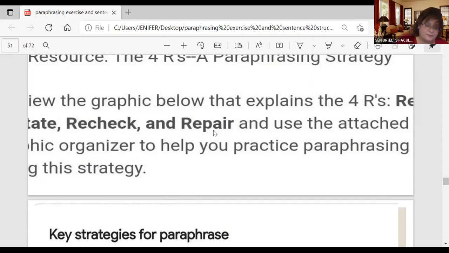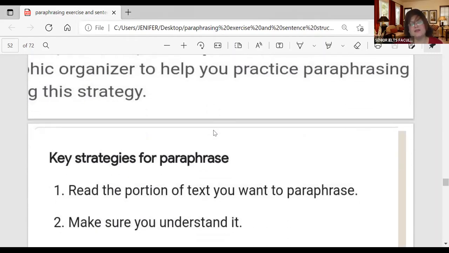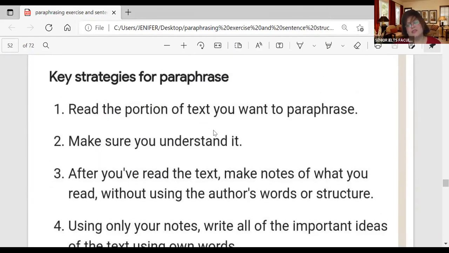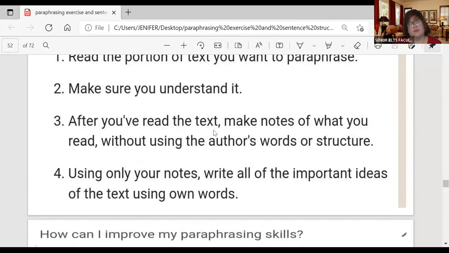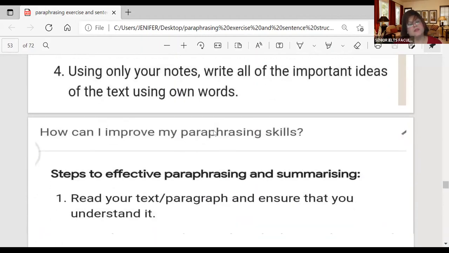And use to attach graphics, organizer to help you practice the paraphrasing by using this strategy. Now, which is the strategy? Key strategies for paraphrase. Read the portion of a text you want to paraphrase. Make sure you understand it. After you read the text, make notes of what you read without using the author's words or structure. Using only your notes, write all of your important ideas of the text using own words.